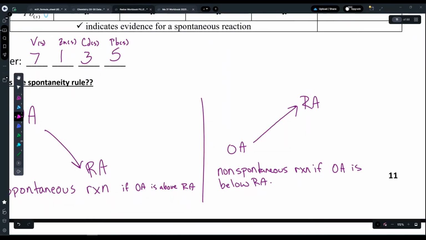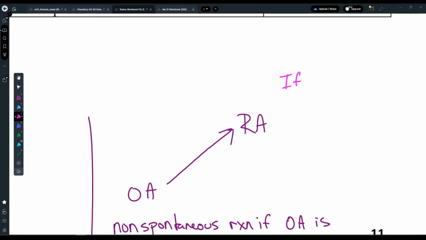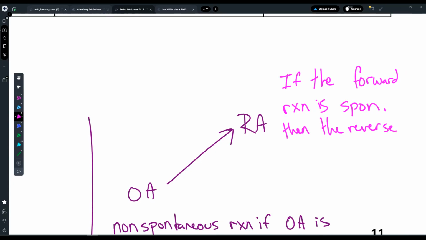Okay, so one last little thing here to remember is if the forward reaction is spontaneous, then the reverse reaction will be non-spontaneous. Okay, and that works vice versa. If your forward reaction is non-spontaneous, then the backwards reaction would be spontaneous.